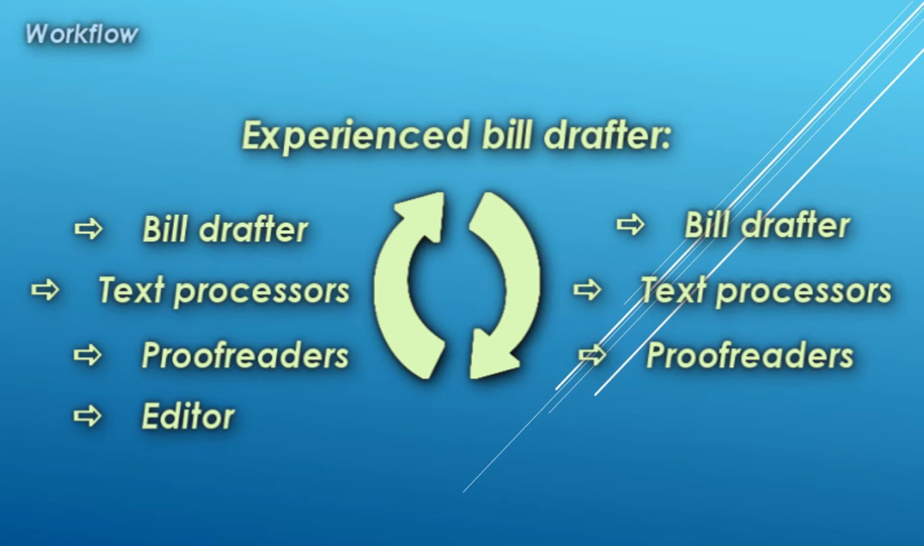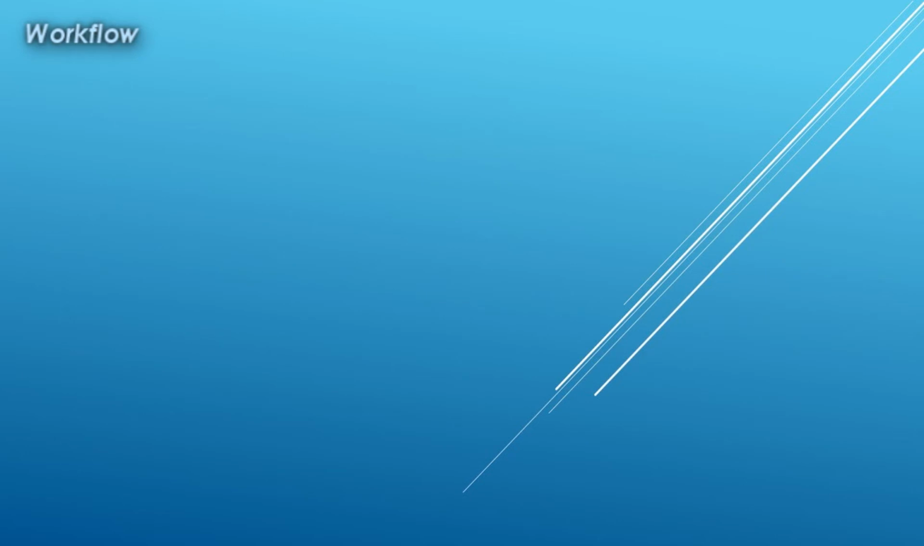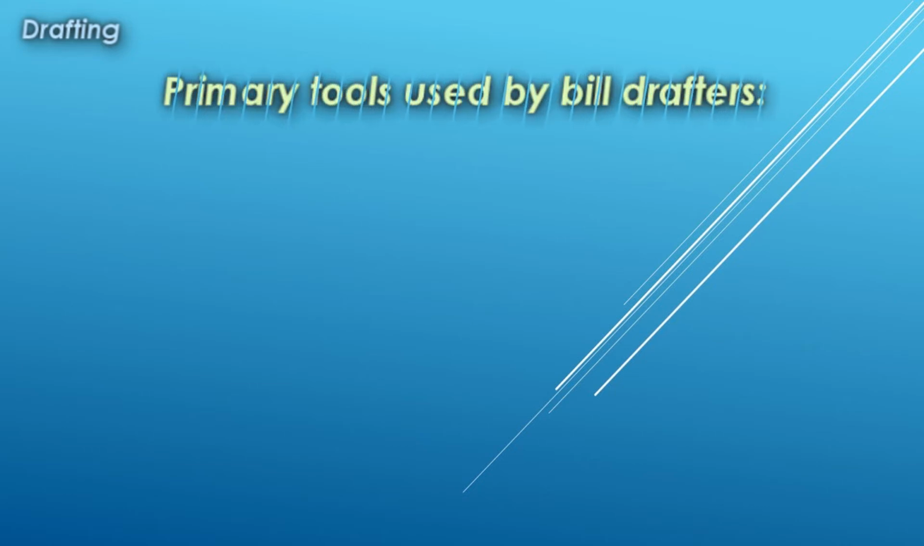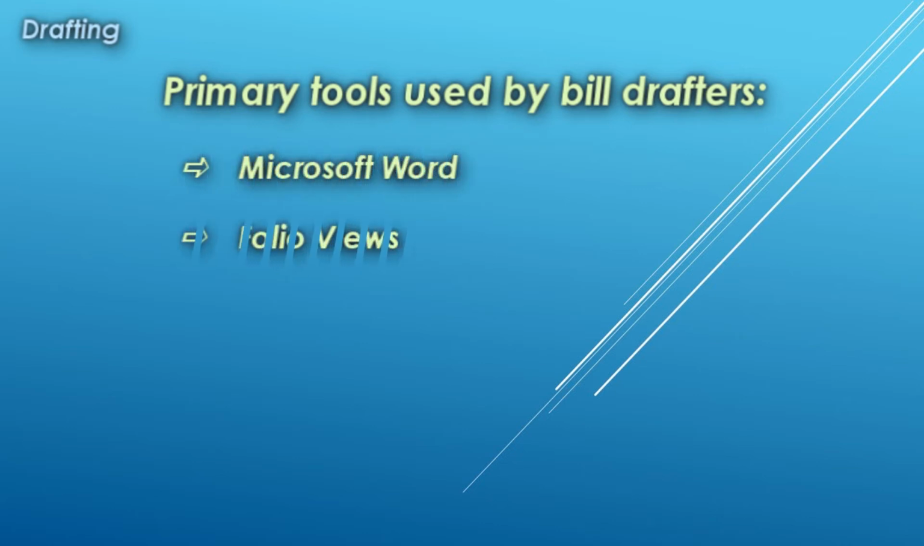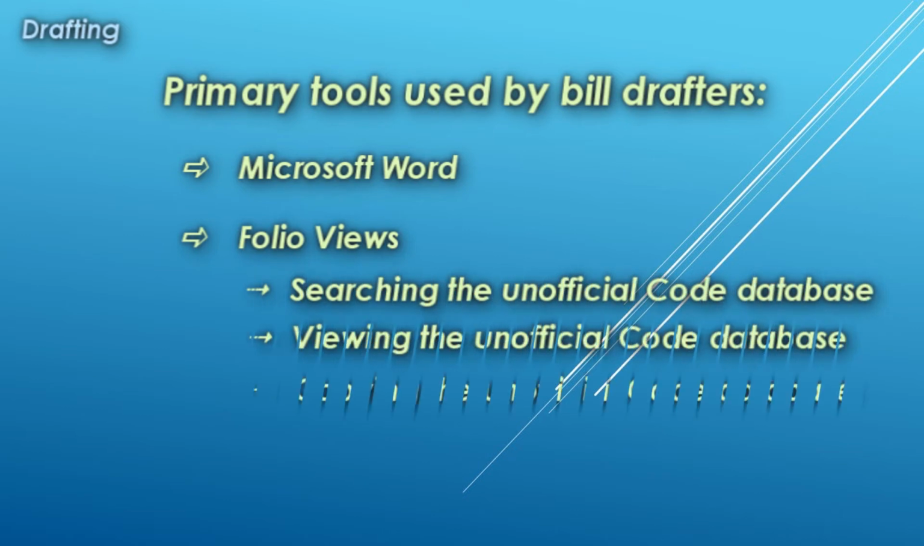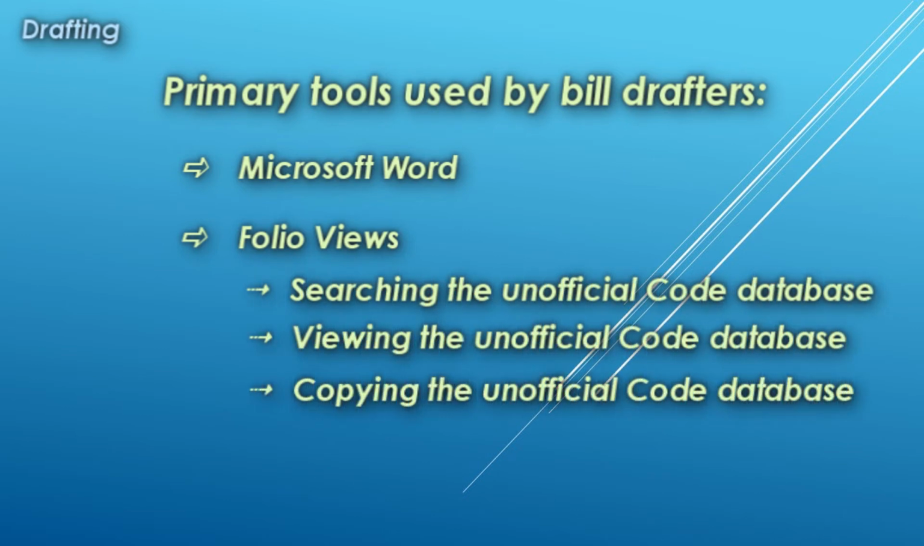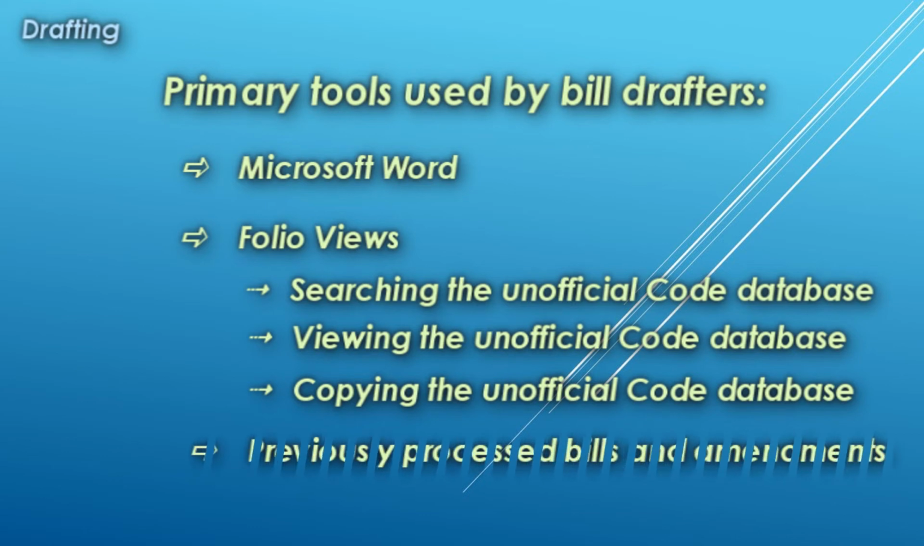Let's take a moment to discuss the duties and process used by each of the work groups involved in the production of legislation. After reviewing the bill request, completing initial research, and asking necessary questions for direction from the sponsor or others at the direction of the sponsor, the bill drafter begins to draft. The 3 primary tools used by bill drafters in the production of a bill draft are Microsoft Word, folio views for searching, viewing, and copying the unofficial code database, and previously processed bills and amendments.